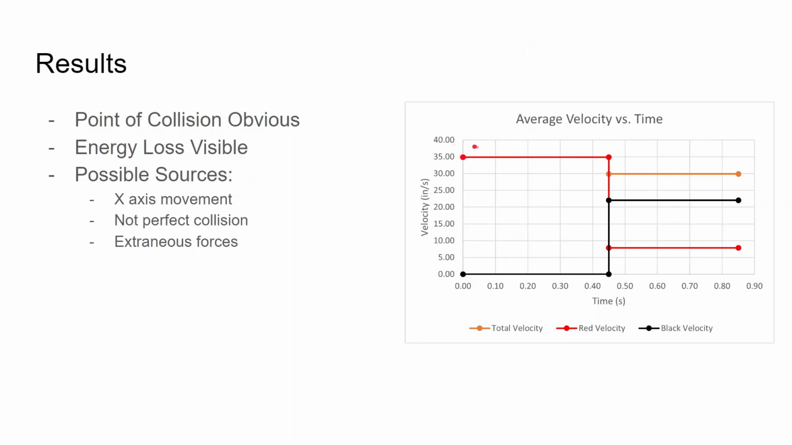which takes the average velocity of the initial to the point of contact, and then the point of contact to the end. And as we can see, the point of collision is once again obvious, and slight energy loss is visible because of this total velocity line up here. It shows that it is clearly almost 5 inches per second under the initial velocity of the red ball. Sources could be x-axis movement as seen in the video, slightly imperfect collision, and extraneous forces. Maybe the felt was highly frictive, maybe the pool table was not level, and other things like that.